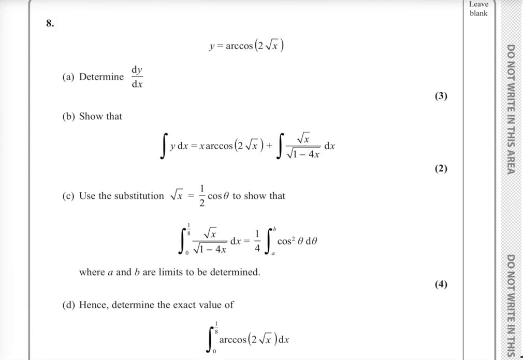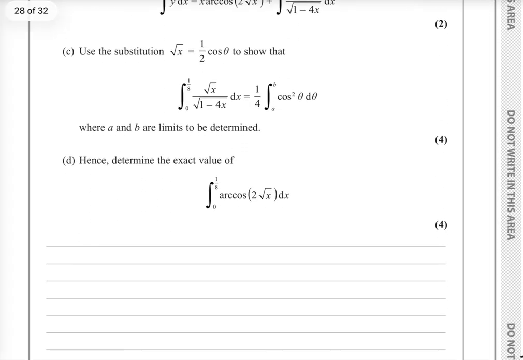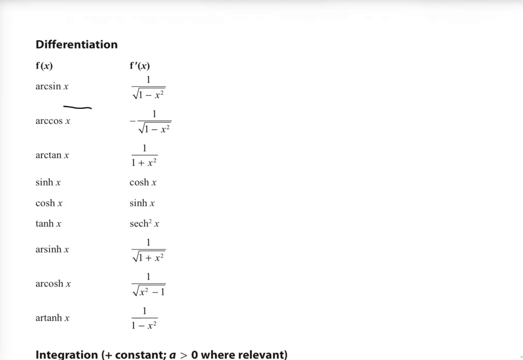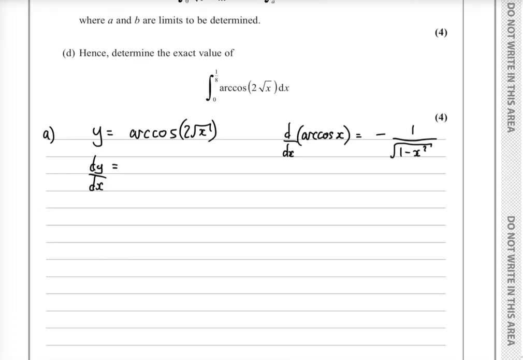On to the final question of the paper. Here we've been given y equals arc cos 2 root x, and we need to find the derivative. To do this, I'll jump across to the formula booklet. This is the one we're looking for. So knowing this, we're going to apply the chain rule.